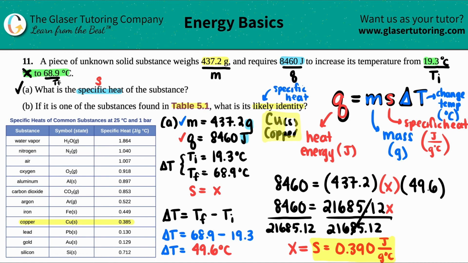And it kind of makes sense, right? In the beginning, it said that it was an unknown solid substance, so it has to be a solid. And in this case, yeah, copper is a solid. So that's it, guys. Hopefully this helped. B is done with. That one was easy.